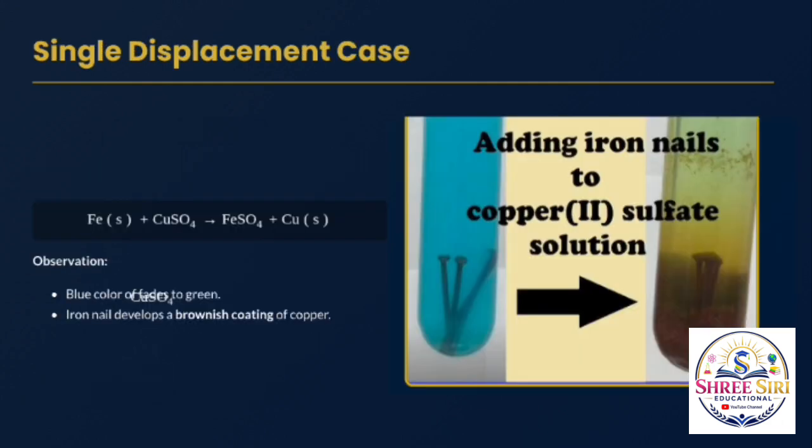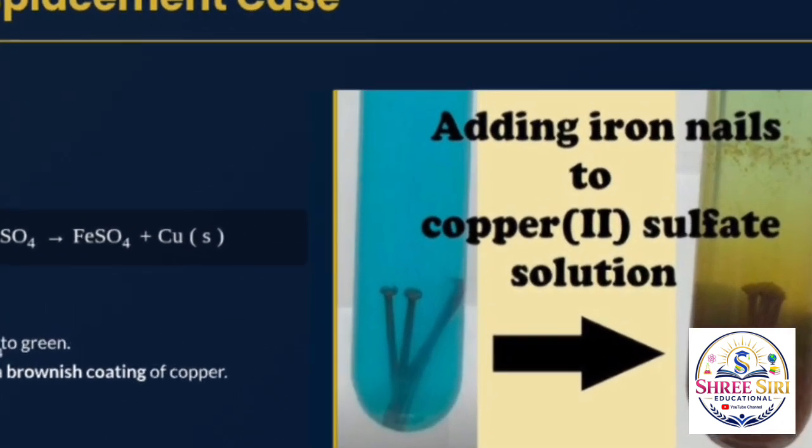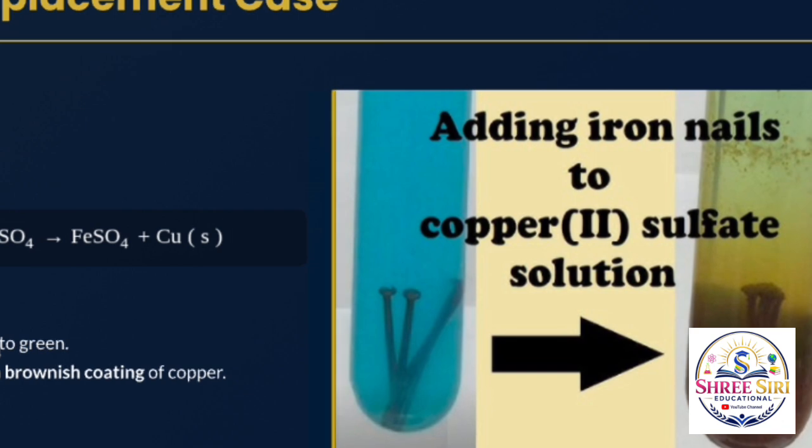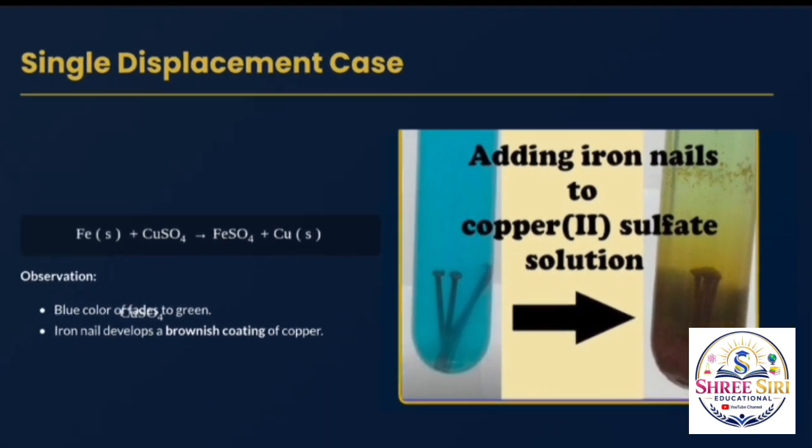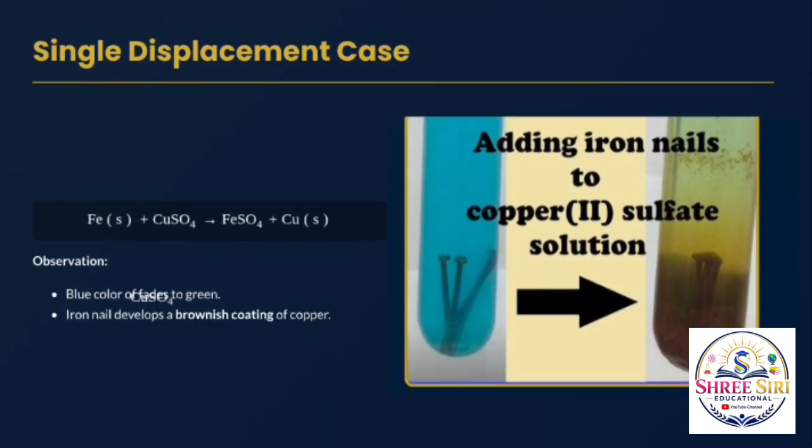Let's take an example, a single displacement case. When iron reacts with copper sulfate solution, it gives iron sulfate and copper. Let's observe here. This copper sulfate solution is blue in color. When the iron nail is dipped in the copper sulfate solution, the color changes, you can observe here, and the blue color fades out. The copper sulfate solution turns into iron sulfate solution, because the iron is more reactive than copper. That's why iron displaces the copper.